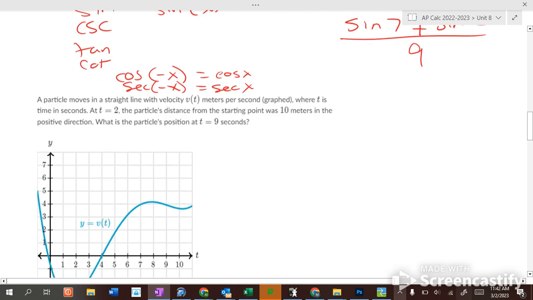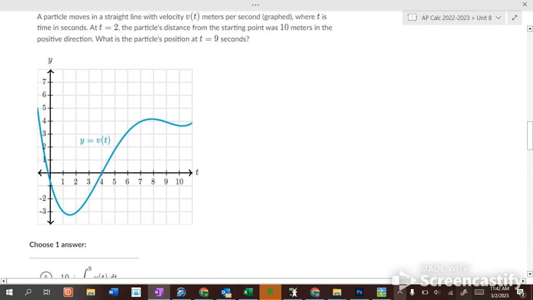That's section 8.1. And then section 8.2, we're dealing with velocity and distance and acceleration and so on. Okay. A particle moves in a straight line with a velocity v sub t, where t is the time in seconds. At t seconds, the particle's distance from the starting point was 10 meters in the positive direction. What's a particle's position at t equals 9 seconds?